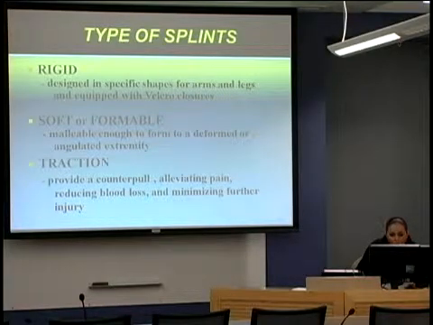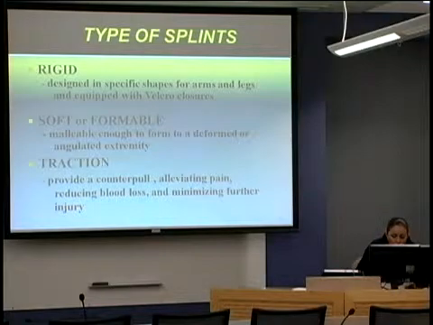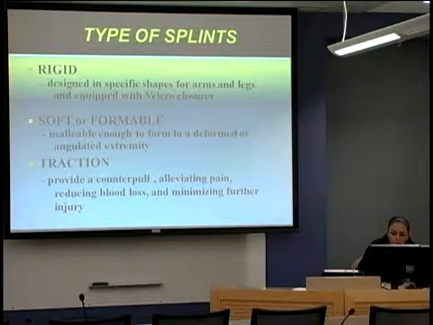Soft or formable. These are malleable enough to form to a deformed or angulated extremity. These will form around the curved or flexed joints, still providing a firm support surface. Examples are ladder splints and SAM splints. And also traction splints. They provide a counterpull, alleviating pain, reducing blood loss, and minimizing further injury.